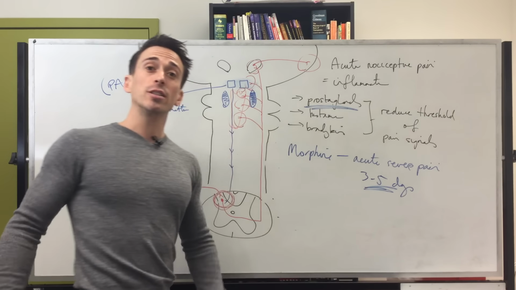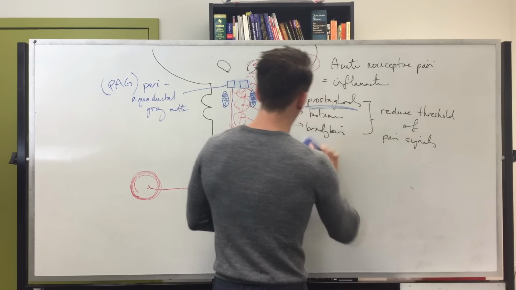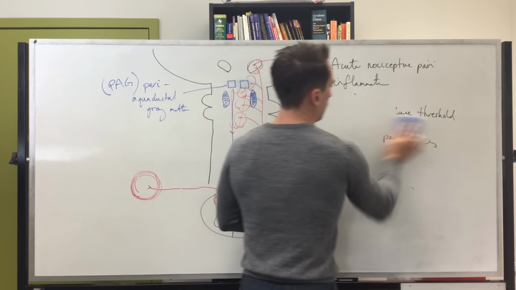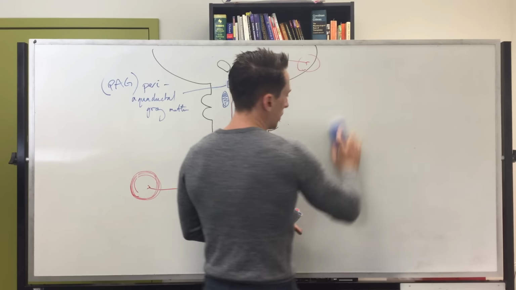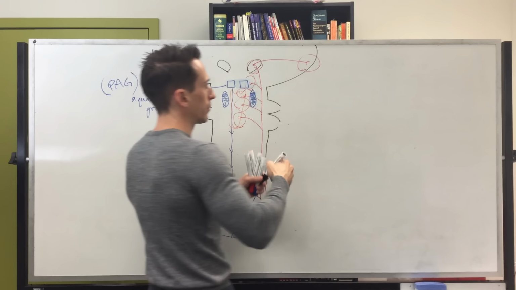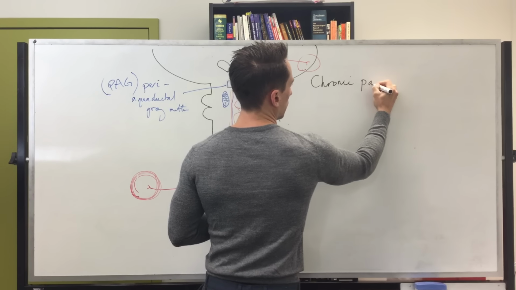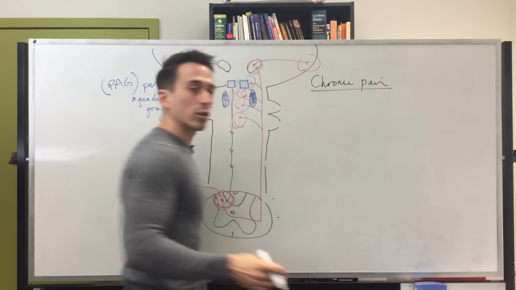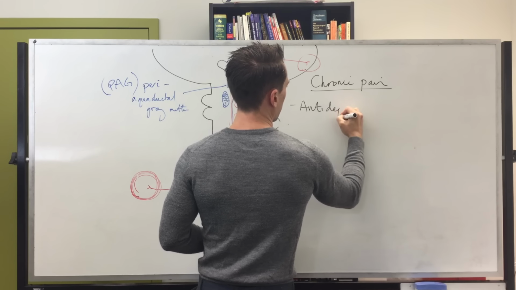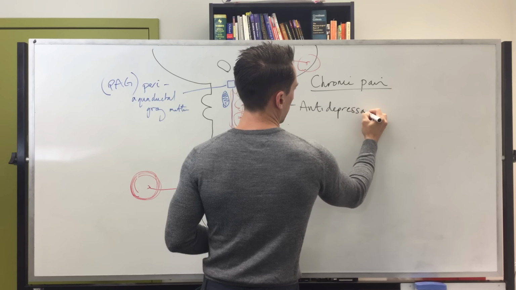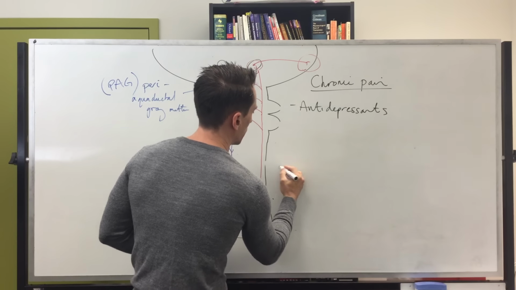So what medications can we then use for chronic pain? Well, what we find now, more and more so, the types of medications that we are using now for chronic pain include the antidepressants, and include the anticonvulsants.